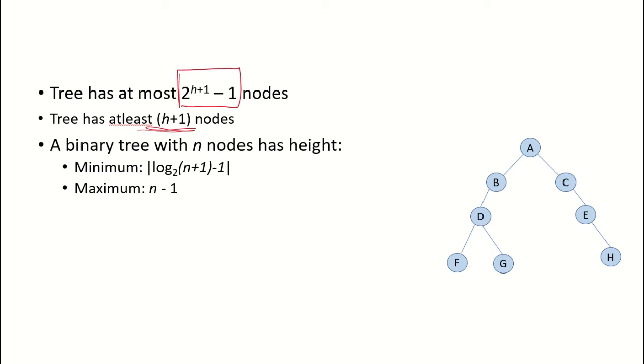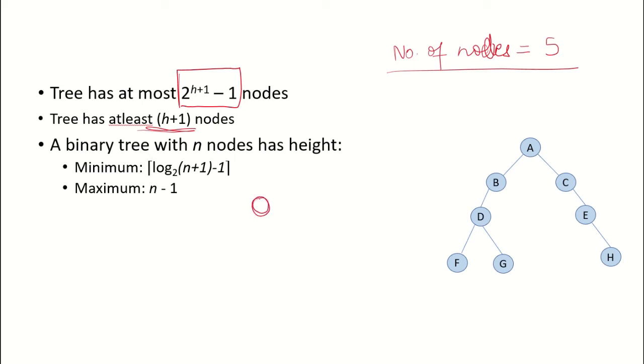Now tell me, if the number of nodes is given to us, then can we compute what would be the minimum height and what would be the maximum height? So let us see how to work that out. Suppose the number of nodes that are given to us is 5. Then what can be the maximum height of this tree and what can be the minimum height of this tree?